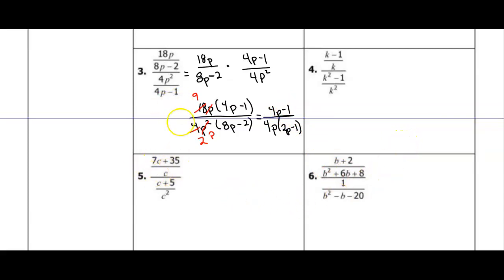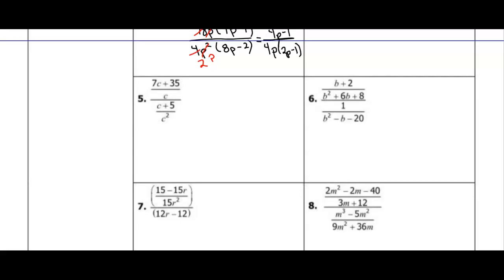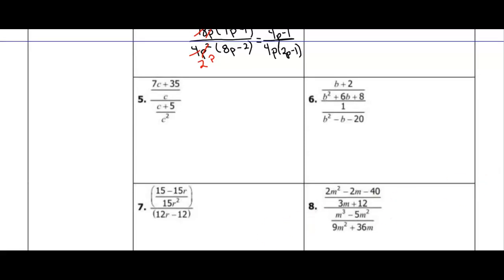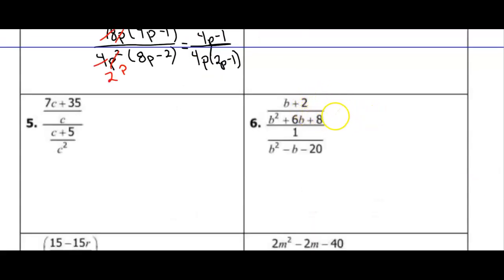Alright, this one is similar to what I did there. This one's also similar. So let's jump down and take a look at number 6. Alright, so we got a couple things happening on number 6. I'm going to multiply by the reciprocal. So I'm just going to multiply here because I'm limited on space, because this becomes b squared minus b minus 20. And that is over 1.